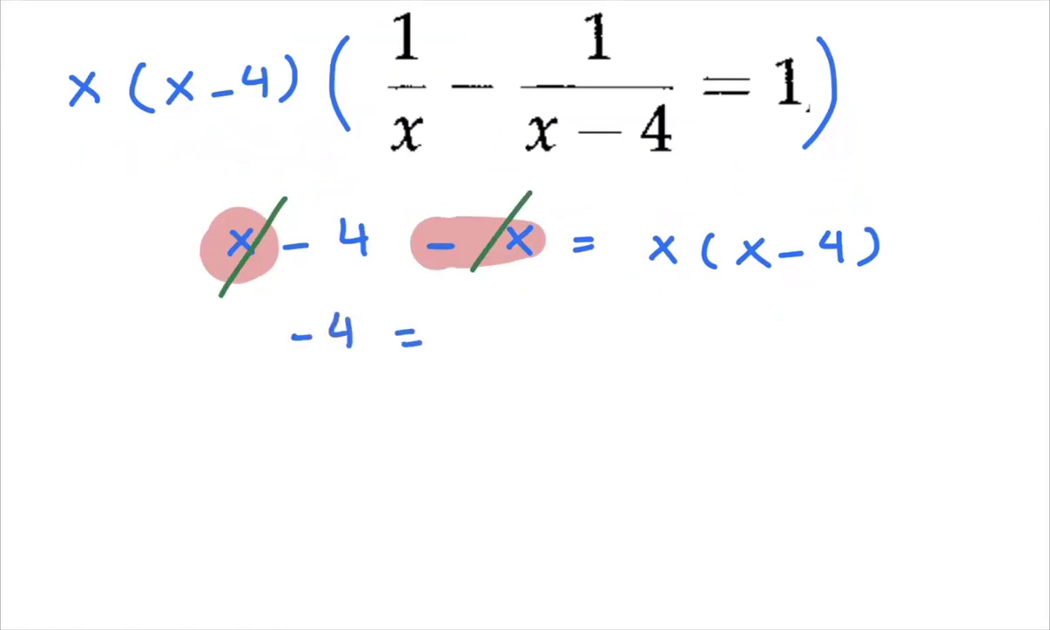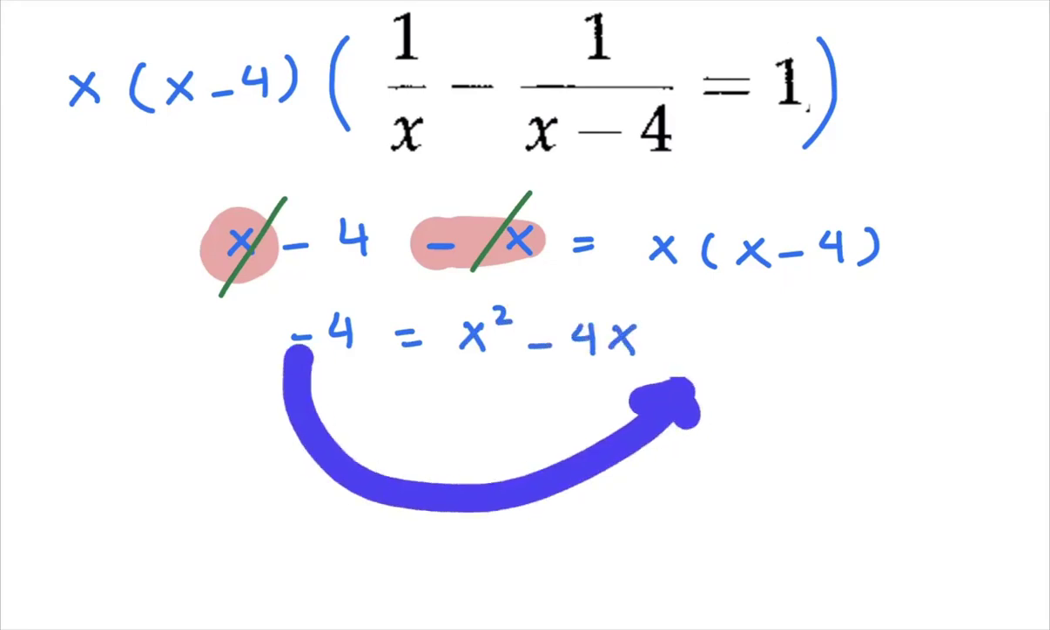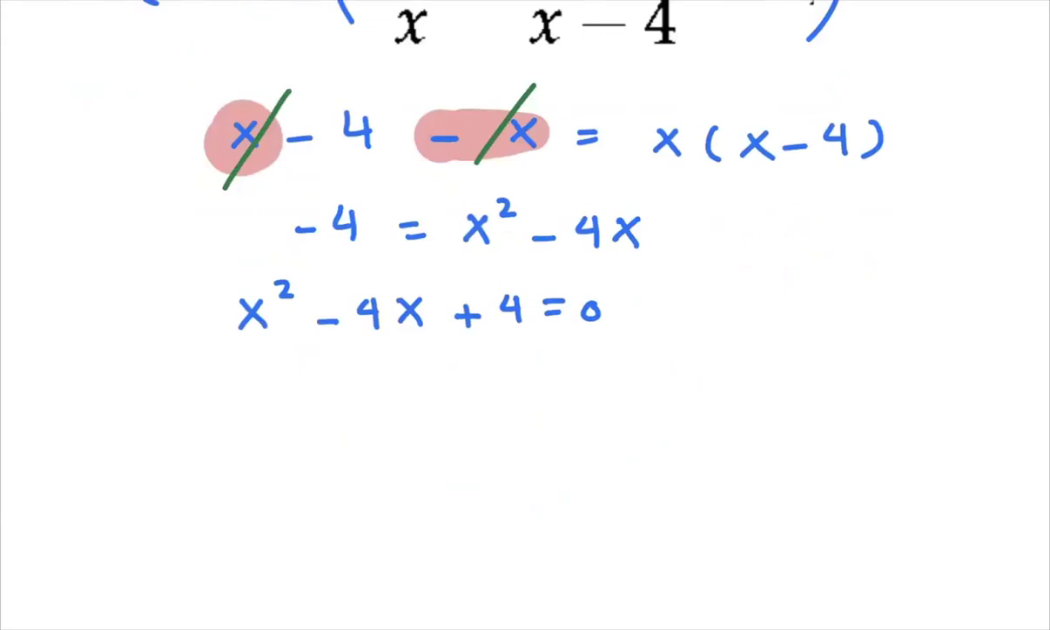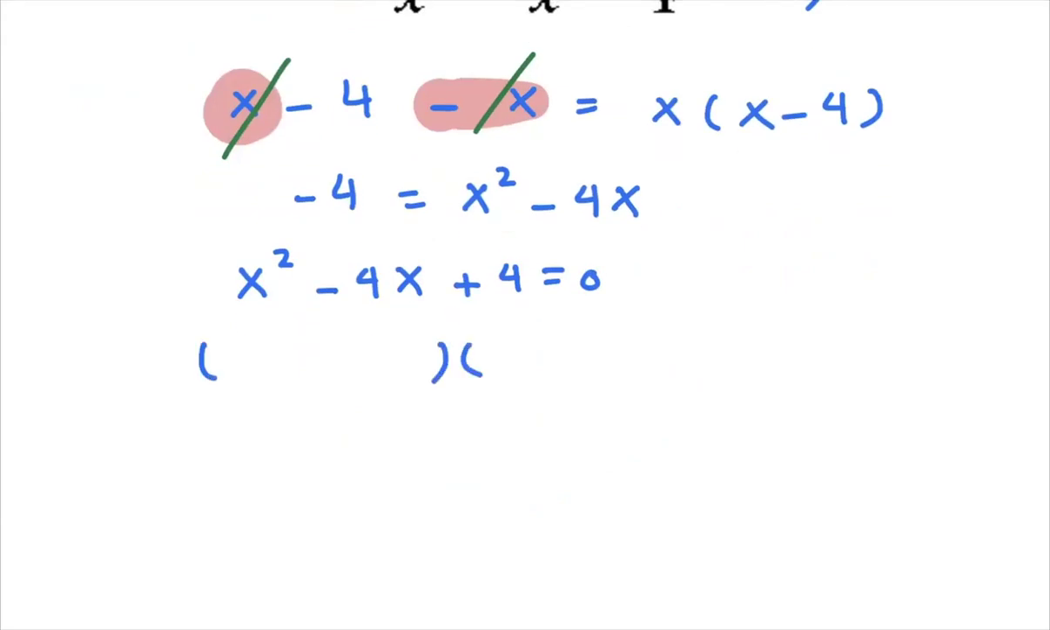On the other side, x times x is x squared, x times minus 4 is minus 4x. Shift negative 4 to the other side and mirror the equation, so it will be x squared - 4x, and if you shift negative 4, it will be plus 4. All of this equals 0. Let's factor: x times x, and for two numbers whose product is 4 and whose sum is 4, the two numbers for sure are 2 and 2.